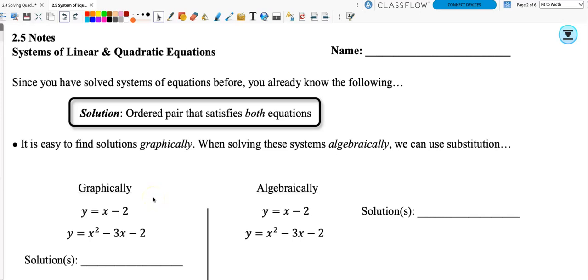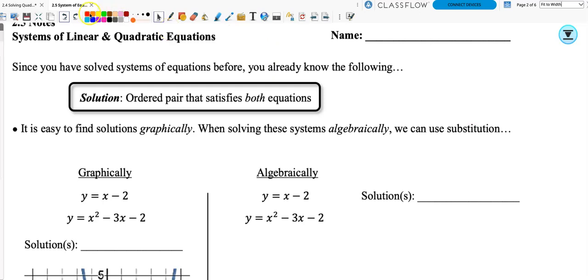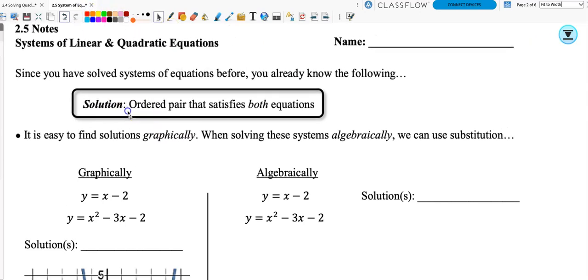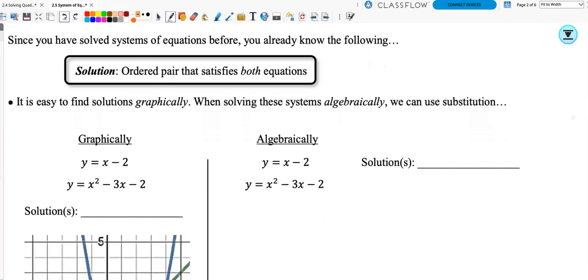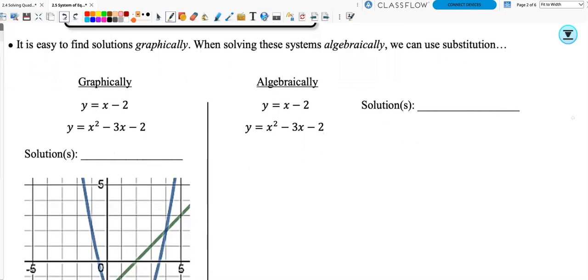All right, welcome to a video lesson on solving systems of linear and quadratic equations. Since you have solved systems in previous math courses, you already know that the following is true. A solution is an ordered pair that satisfies both equations. So I'm going to be looking for an answer in the form of an ordered pair today. I'm going to teach you graphically first, and I'll teach you algebraically second using substitution.